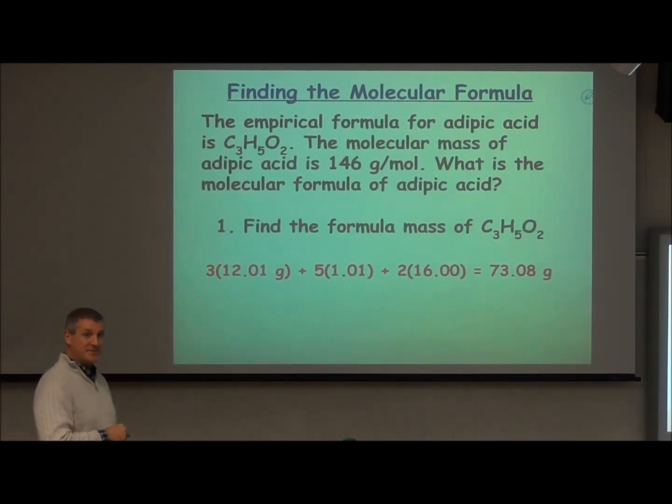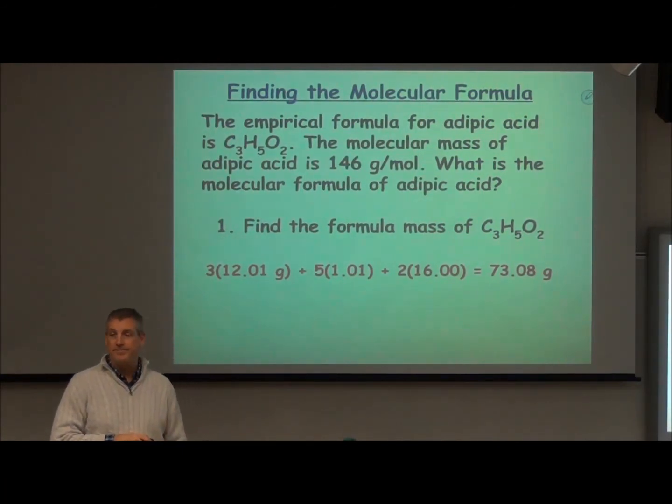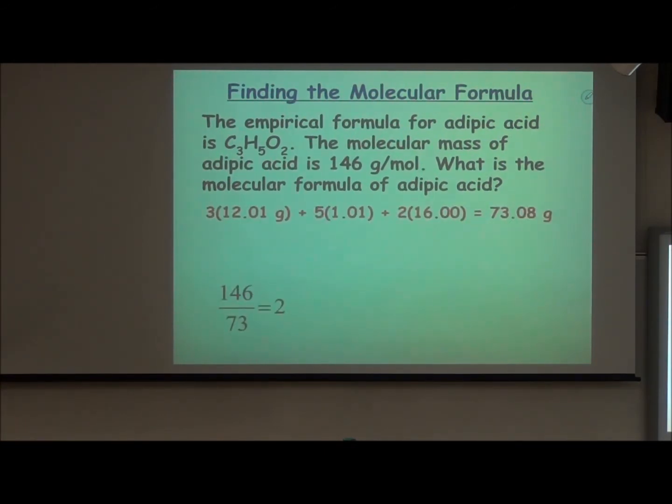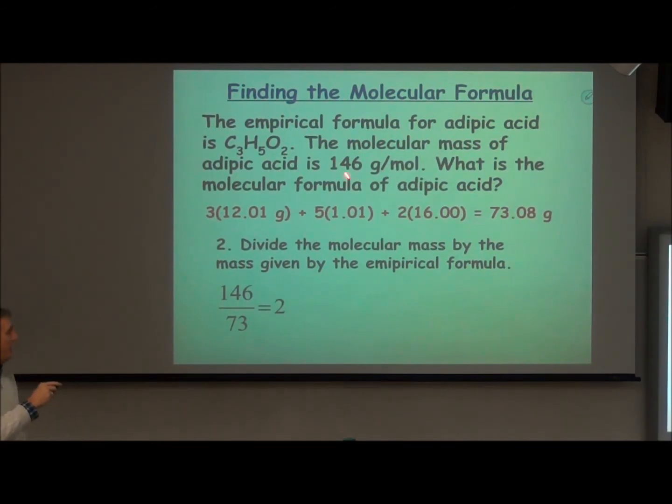73 and 146, they're not the same. So how do they compare to each other? You probably do this in your head, but you're going to recognize that it's 1/2. So this next slide is simply going to tell you what to do to figure out that it's 1/2. So we're going to divide the actual mass by our empirical mass. And that's going to tell us how many times bigger the actual mass is.